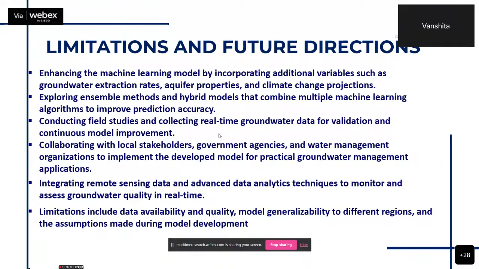Collaborating with local stakeholders, government agencies, and water management organizations, they can implement these developed models, and they can be used for actual predictions.